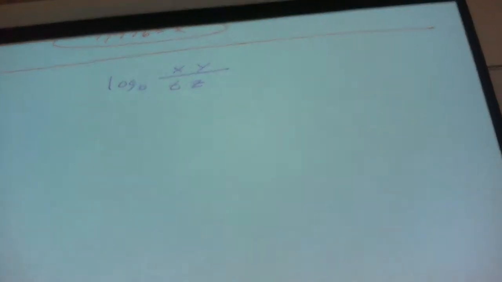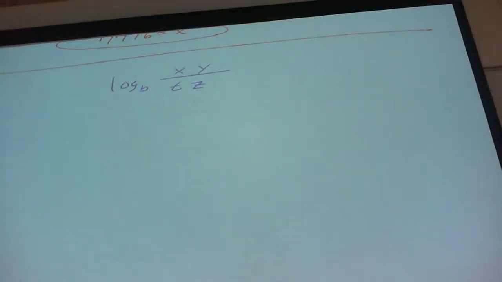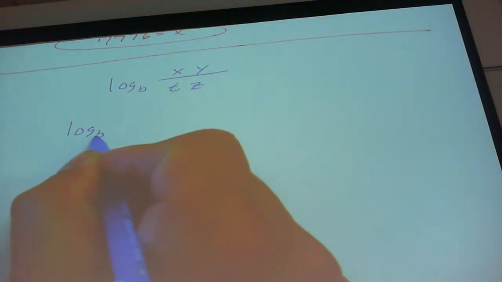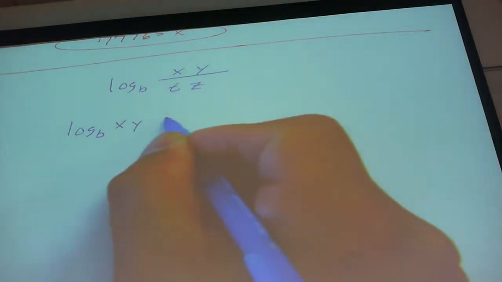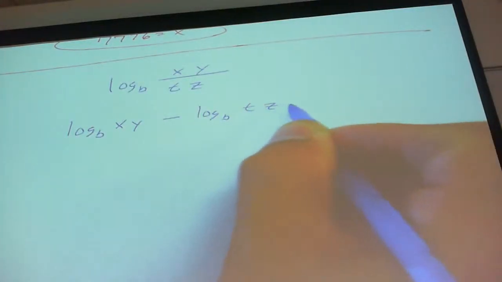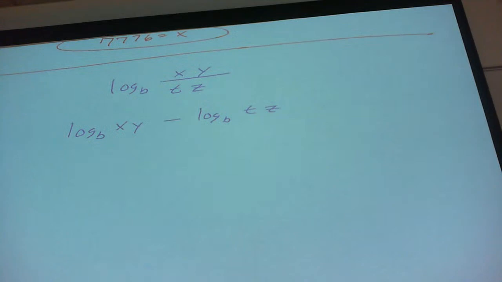But what did we learn from the last example? We learned that if two things are being divided, I can separate it how? Subtraction. So this will be log base b of xy minus log base b of tz. Since they're divided, I can separate it by subtraction, as long as they both get the log base expression.